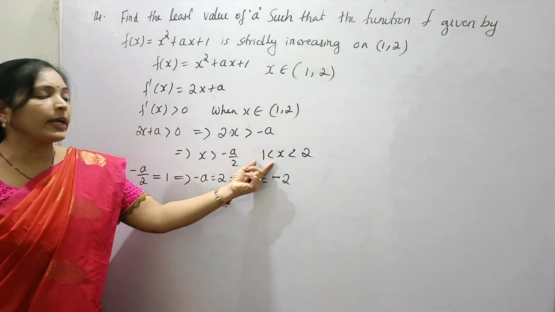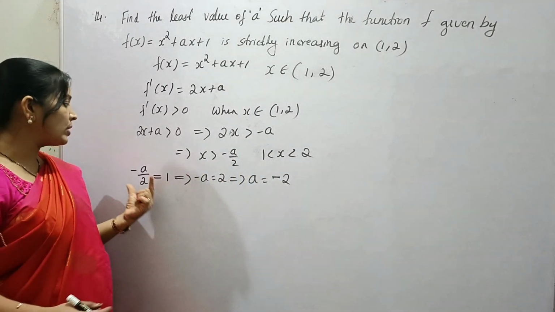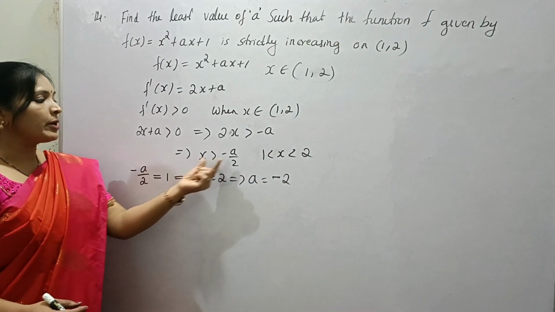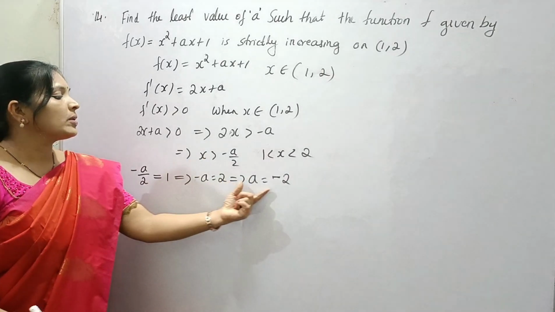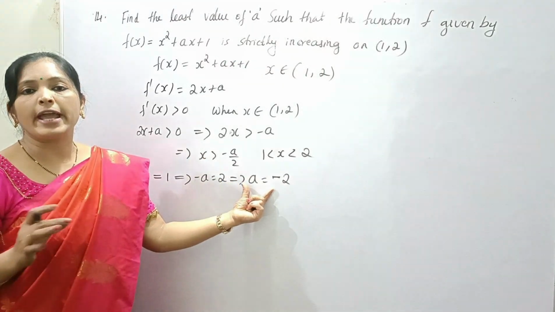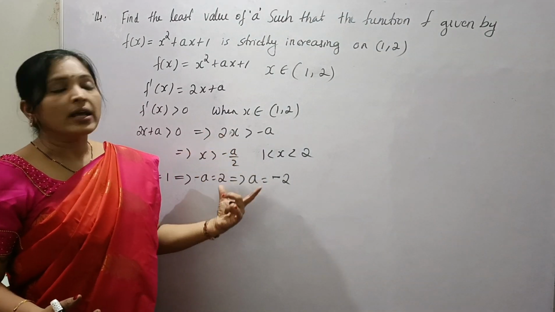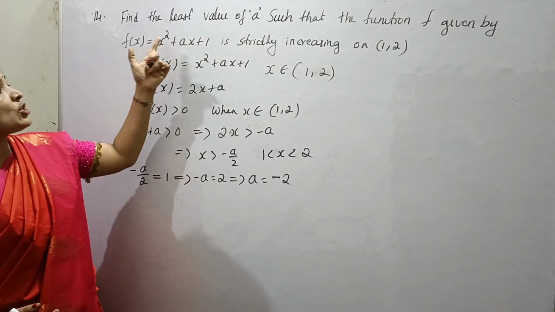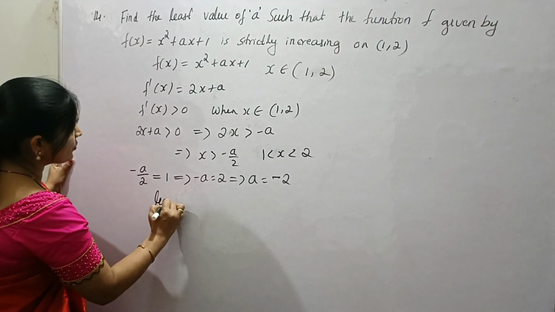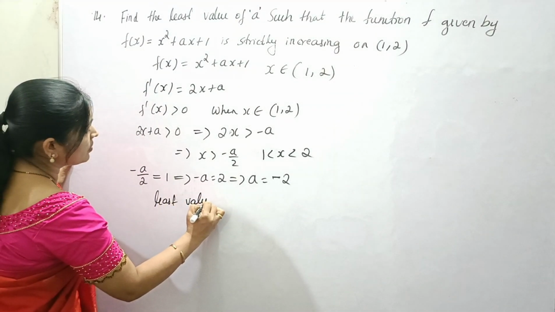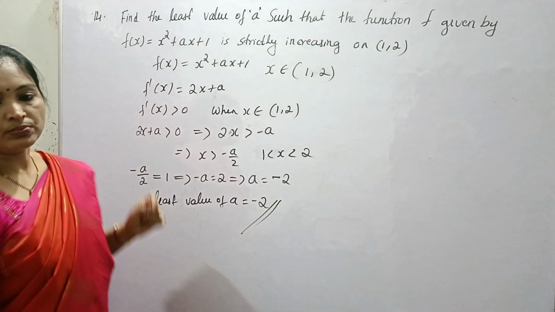Here we have taken the least value of x, that is 1, and substituted. So minus a by 2 is equal to 1 because minus a by 2 is less than x. After simplifying we have got a is equal to minus 2. So minus 2 is the least value of a when this function is strictly increasing on 1 to 2. Least value of a is equal to minus 2.